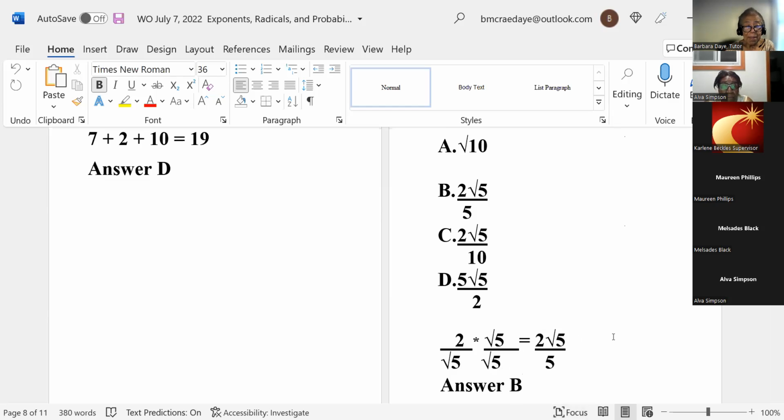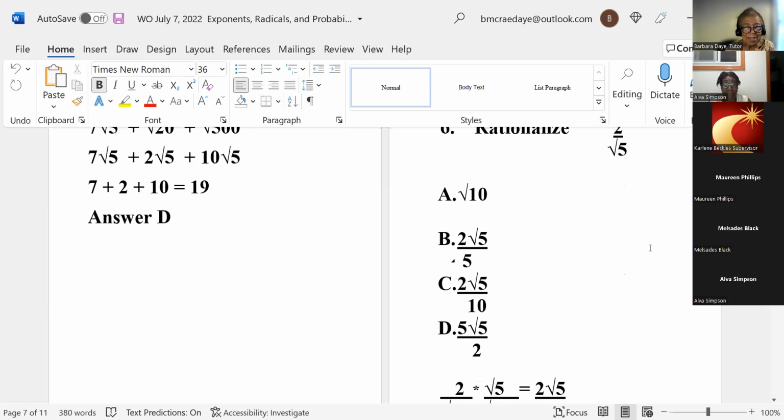Now, sometimes you may have to rationalize and simplify. But this one was just straight rationalizing. You didn't have to simplify anything. Once you get 2 times square root of 5 over 5, it's already simplified. That's as simple as you can get it. Any questions on rationalizing? You think you're able to do another one like this?